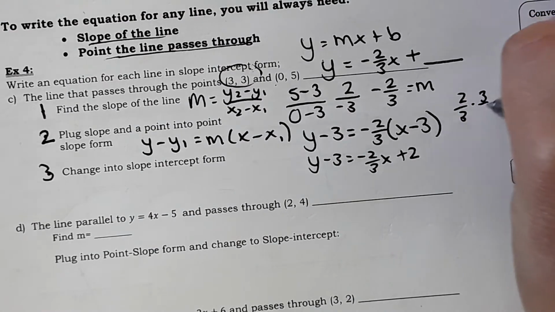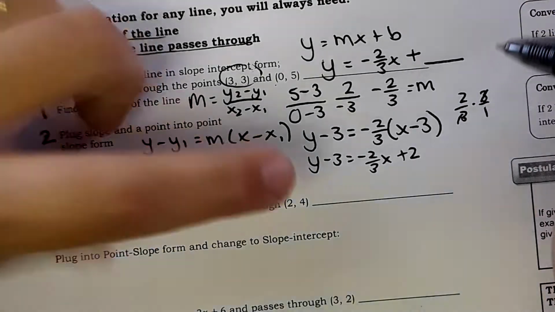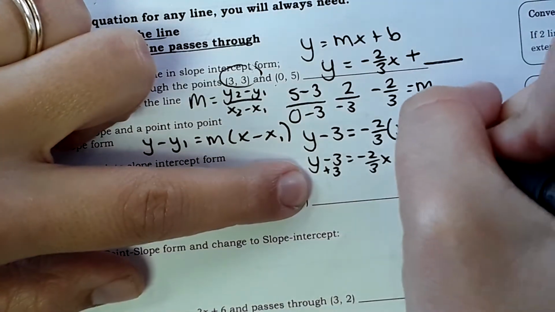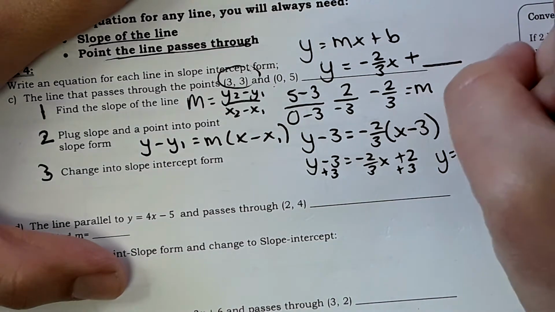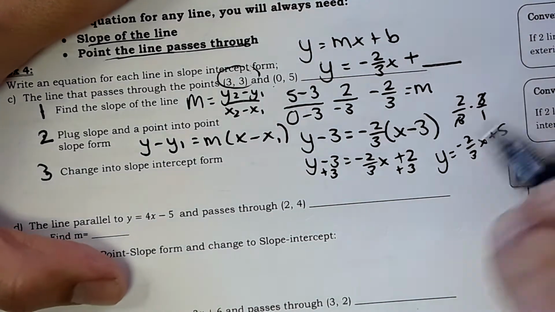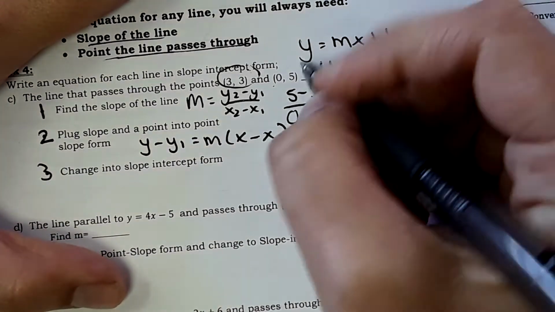You could do that problem off to the side. 2/3 times 3 over 1. The 3s will cancel and you've got 2 over 1. So you're good. And then from here, add 3 to both sides to get y by itself. And then I get y equals negative 2/3 x plus 5, for the 5 here.